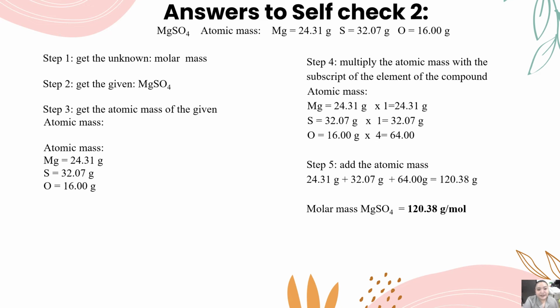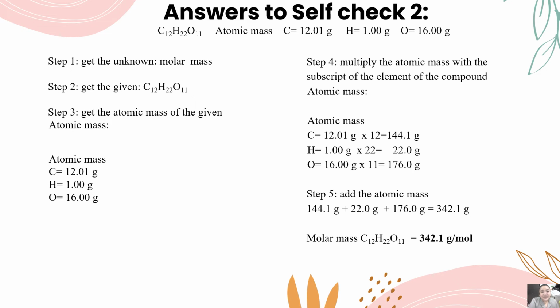Okay, so here are the correct answers for our self-check number 2, specifically for magnesium sulfate. So, very good. The correct answer is 120.38 grams per mole. You got it right. So, for our second, we have the glucose and it has a molar mass of 342.1 grams per mole. So, congratulations. You were able to answer correctly the 2 self-checks.